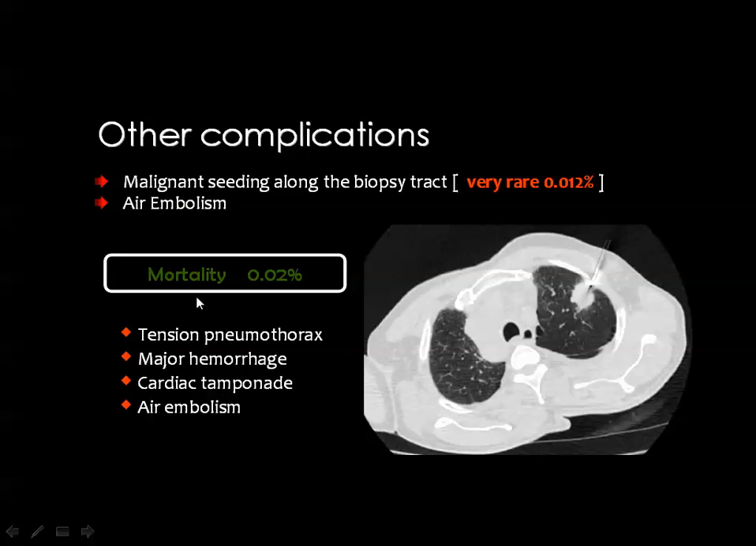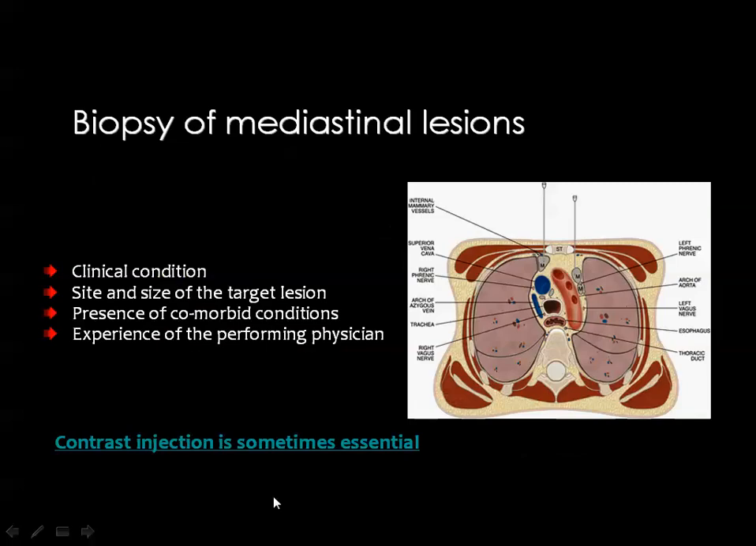The mortality rate as a complication of transthoracic needle-guided biopsy is about 0.02%. The causes of mortality are tension pneumothorax, major hemorrhage, cardiac tamponade, and air embolism. Of course, the biopsy of mediastinal lesions is a little bit more difficult because of the intimate relation of the lesions to the major vascular structures in the mediastinum.